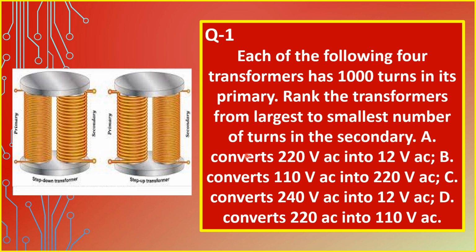Letter A, a transformer that converts 220 volts AC into 12 volts AC. Letter B, a transformer that converts 110 volts AC into 220 volts AC. Letter C, a transformer that converts 240 volts AC into 12 volts AC. And letter D, a transformer that converts 220 volts AC into 110 volts AC.